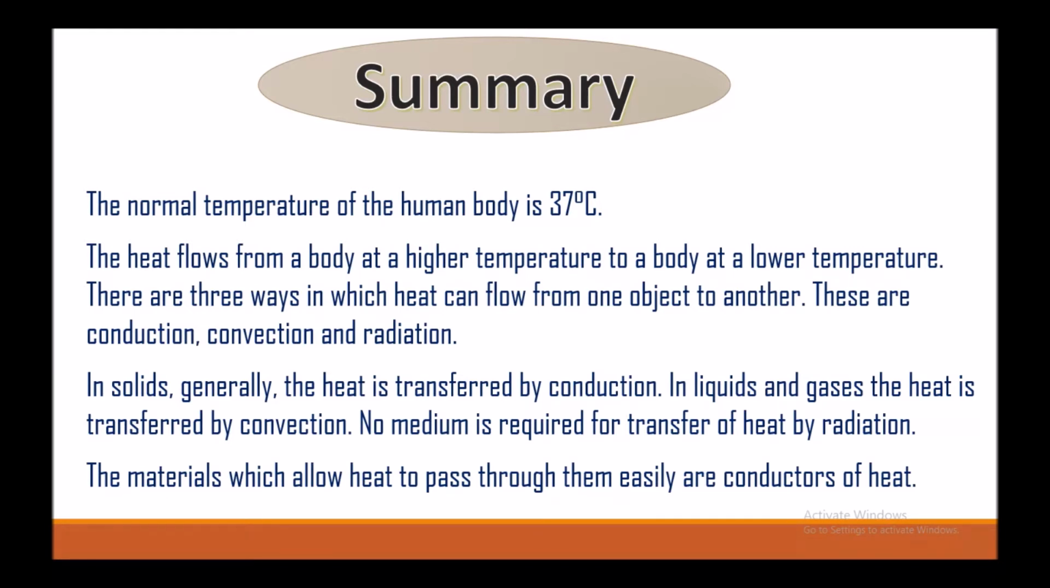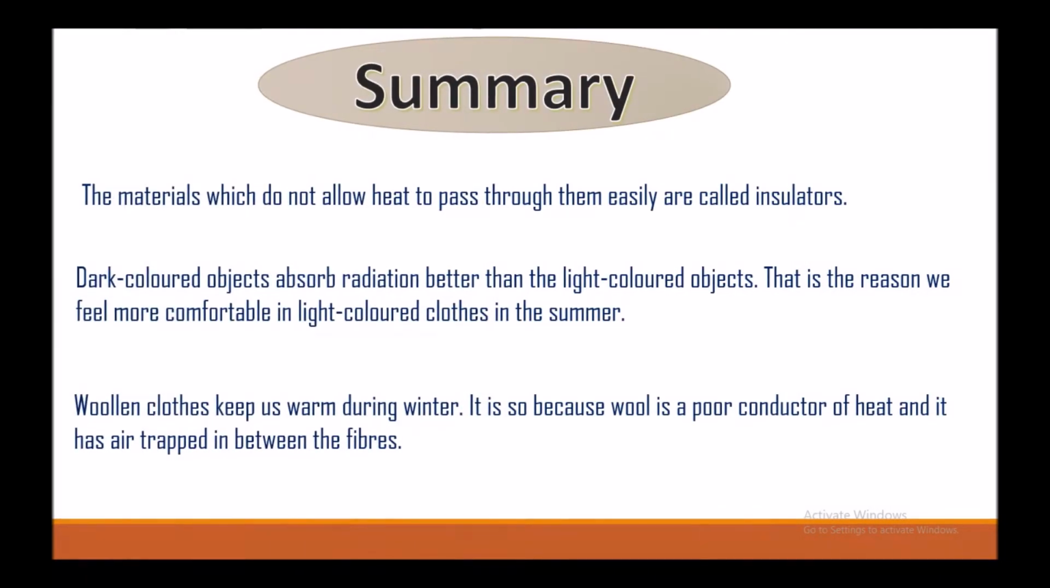The materials which allow heat to pass through them easily are conductors of heat. The materials which do not allow heat to pass through them easily are called insulators. Dark colored objects absorb radiation better than the light colored objects. That is the reason we feel more comfortable in light colored clothes in the summer. Woolen clothes keep us warm during winter. It is so because wool is a poor conductor of heat and it has air trapped in between the fibers.